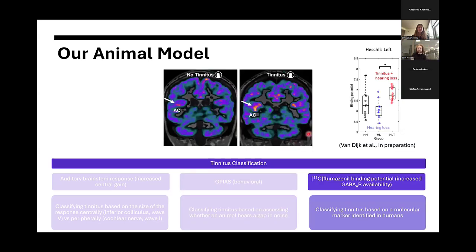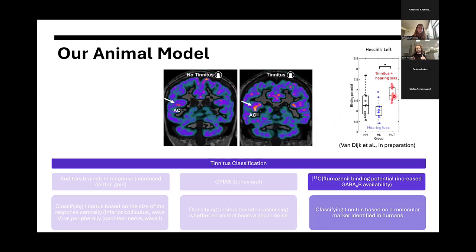And the third method is using a biomarker that we've identified in humans. This is from a study that's currently running at our department. Here we're seeing increased GABA A receptor binding potential in the primary auditory cortex of tinnitus patients, even when controlling for hearing loss. So you can see that this finding has very high predictive power of tinnitus.